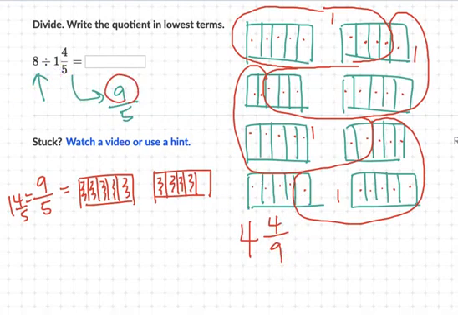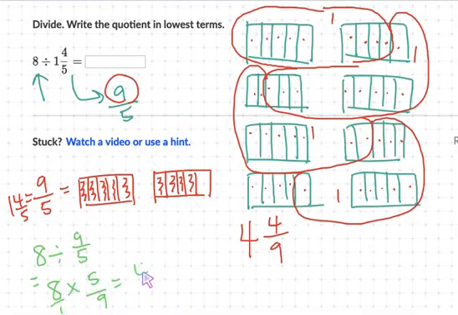To solve that with the algorithm way, I would take 8 divided by, this is 9 fifths, and then I would change it into 8 times 5 ninths. So division becomes multiplication, and 9 fifths becomes 5 ninths. So I multiply across. 8 times 5 is 40. 1 times 9 is 9. So 40 ninths.